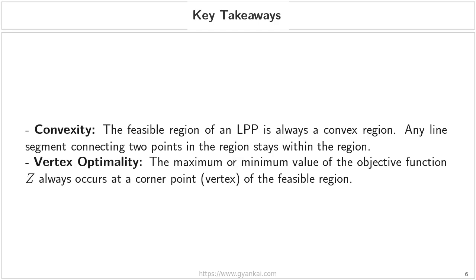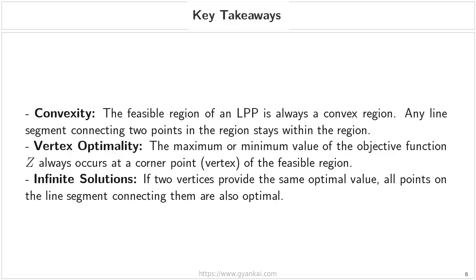Second, we have the principle of vertex optimality. This is the most practical rule for solving these problems. When you are looking for the maximum or minimum value of your objective function, z, you don't need to test every point inside the shaded area. The optimal value is guaranteed to occur on the boundary, specifically at one of the corner points, or vertices, of the feasible region. This is exactly why the corner point method we learned earlier is so effective.